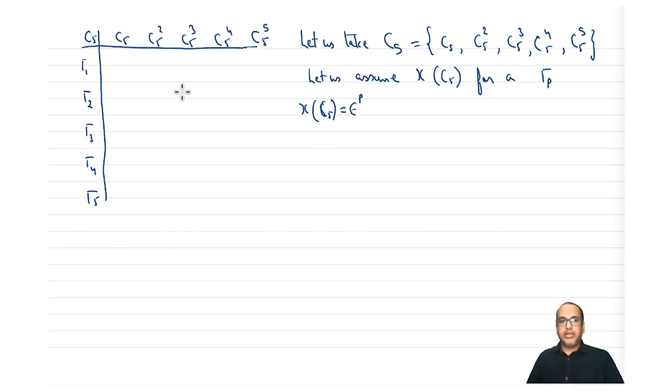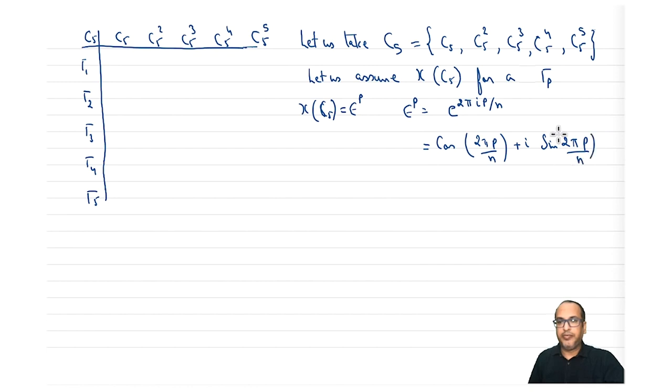For any pth representation, if it is tau 1, we can call it epsilon to the power 1. If it is tau 2, we can call it epsilon to the power 2, and so on and so forth. Where epsilon p is nothing but e to the power 2 pi i p by n, right? That's correct, 2 pi i p by n. So we can also write it as cos of 2 pi p by n plus i sine 2 pi p by n. This will generate any general complex number.